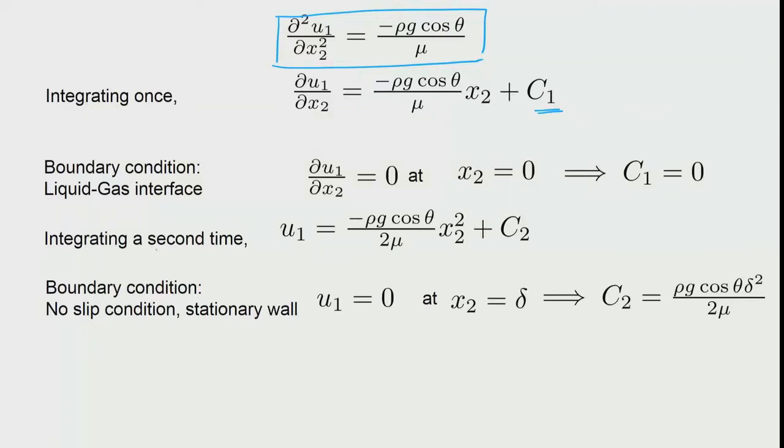So, when we integrate a second time, we can see that it comes to x2 square by 2, and then an integration constant C2, and we need to substitute the boundary condition at the stationary wall, u1 is equal to 0 at x2 equal to delta, and that will give you the value of C2.